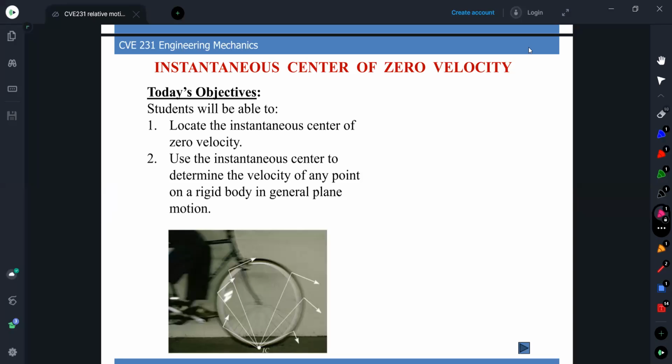In this video we will study the instantaneous center of zero velocity. We will study how to locate the instantaneous center of zero velocity point, and we will use this point to determine the velocity of any point on a rigid body in general plane motion.